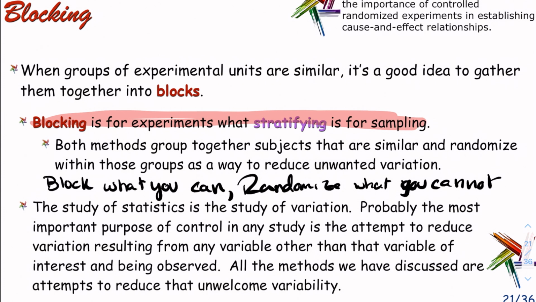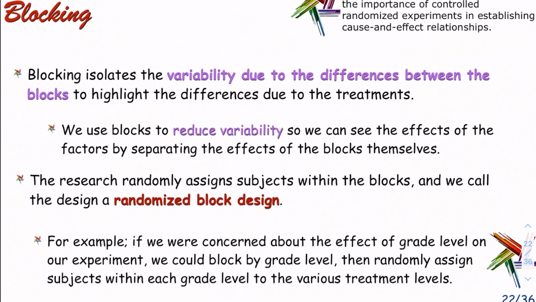The study of statistics is a study of variation. And probably the most important purpose of control in any study is the attempt to reduce variation resulting from any variable other than the variable of interest being observed. All the methods we have discussed are attempts to reduce unwelcome variability. So all of this fluctuation and change, as much as we can control that in an experiment, allows us to make inference conclusions on our findings.